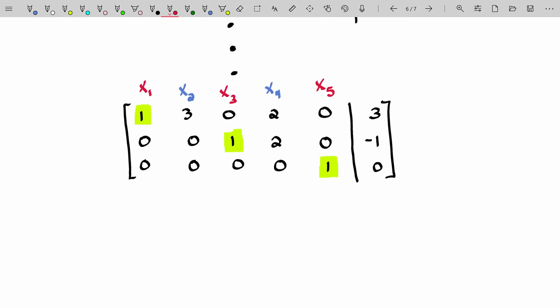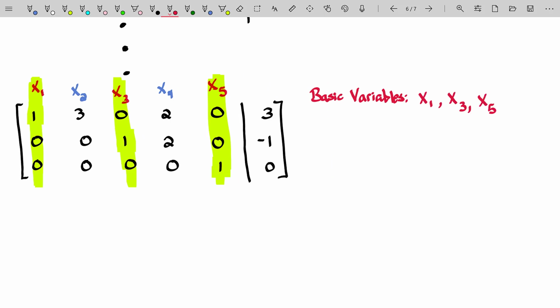I wasn't alternating colors there just to be cute. I was alternating colors because I want to showcase that these pivots, and therefore these pivot columns, are associated with the variables x sub 1, x sub 3, and x sub 5. So our basic variables in this problem are x sub 1, x sub 3, and x sub 5. On the other hand, the free roaming variables, or the free variables, are x sub 2 and x sub 4. These are the variables associated with non-pivot columns.